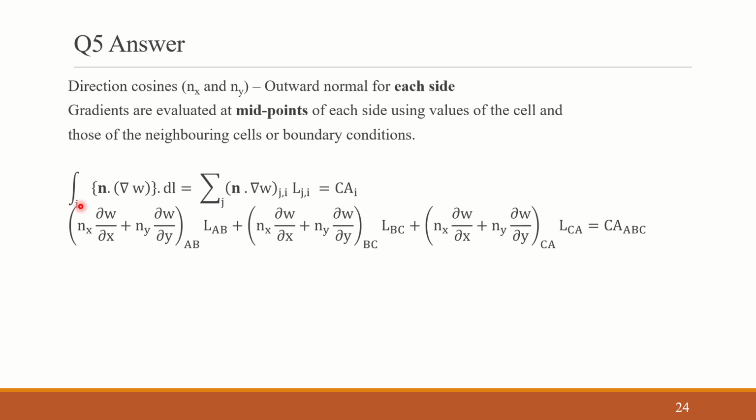That is the integral over the cell of n dot del w dl, equal to the summation over j of n dot del w over side ji into lji, equal to c into ai. Expanding this, it is the summation of nx into dou w by dou x plus ny into dou w by dou y over side ab into lab.